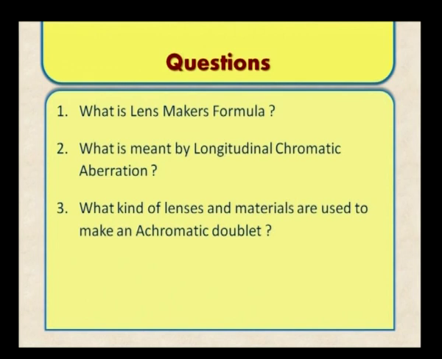Let me ask you questions, because I would like to know what you understood from today's lecture. The questions are as follows: What is lens maker's formula? What is meant by longitudinal chromatic aberration? What kind of lenses are used, and what materials are used to produce an achromatic combination?